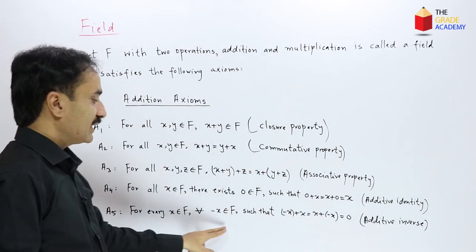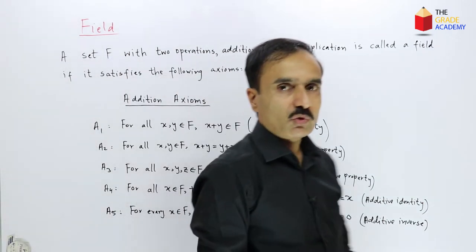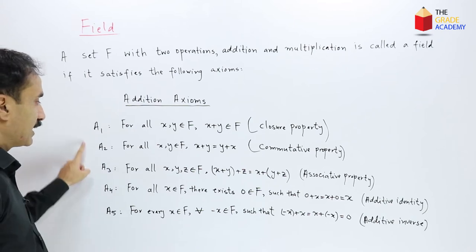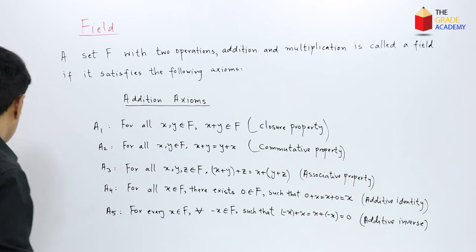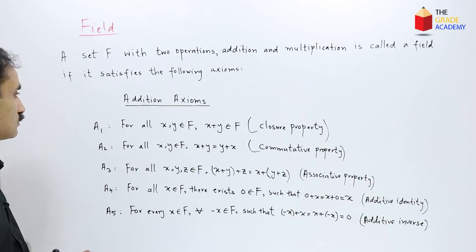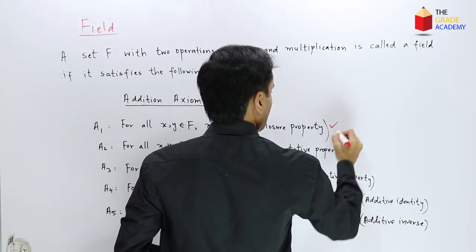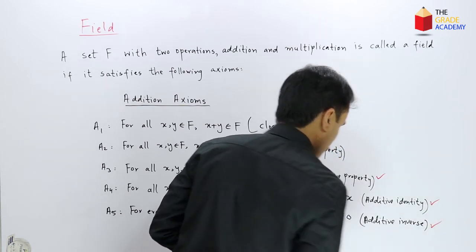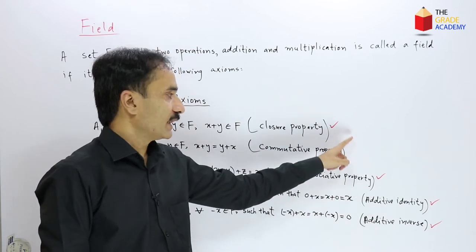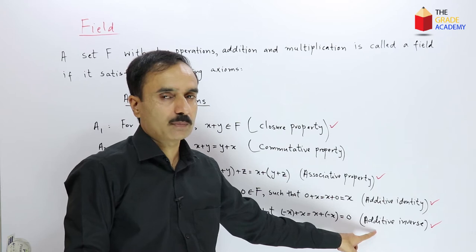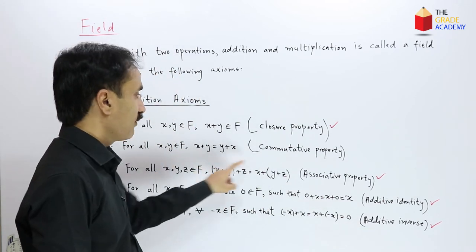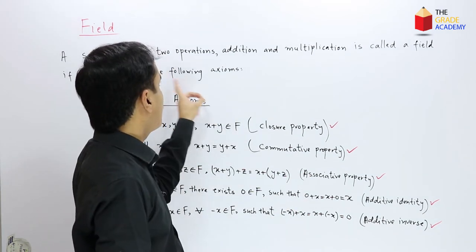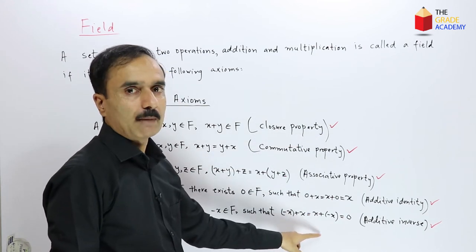So in a field, these are the addition axioms that have to be followed. If you recall the definition of a group in mathematics, which of these axioms satisfy the definition of a group? The closure property, associative property, additive identity property, and additive inverse property. As you know, all these properties are the requirements for a group, and if it has an additional property of commutativity, then this is called a commutative group. So we can say that a field is a commutative group or abelian group with respect to addition.